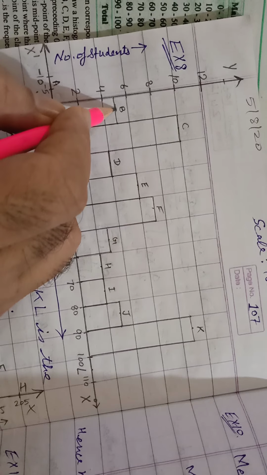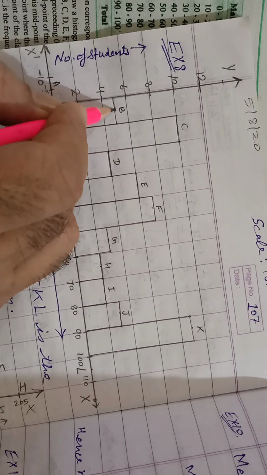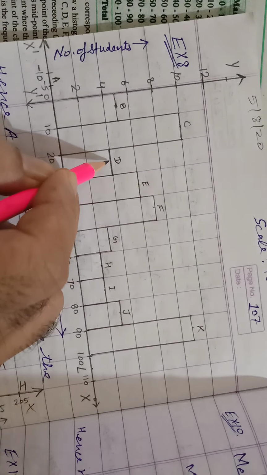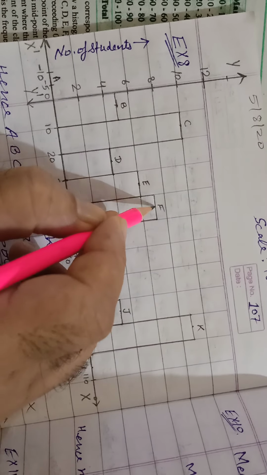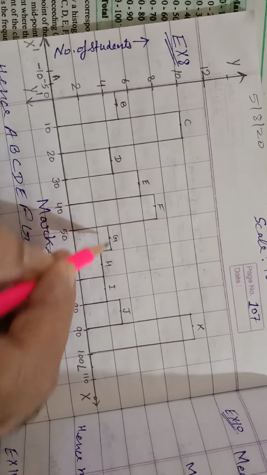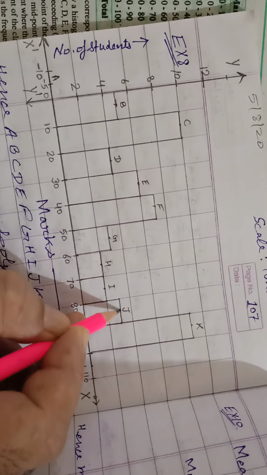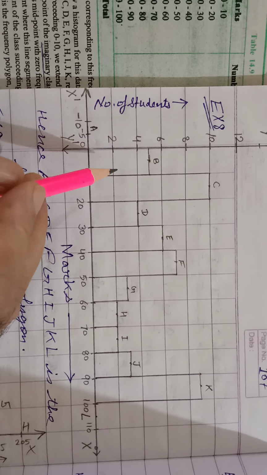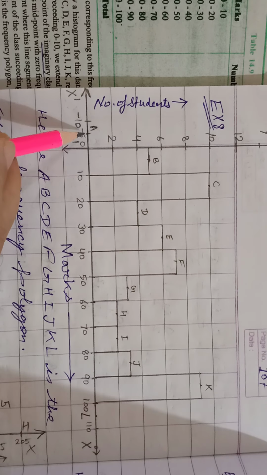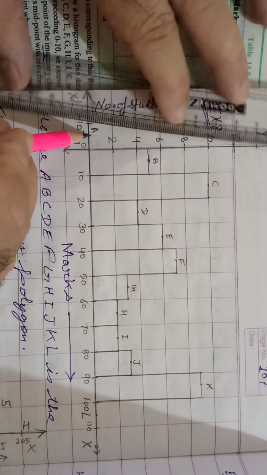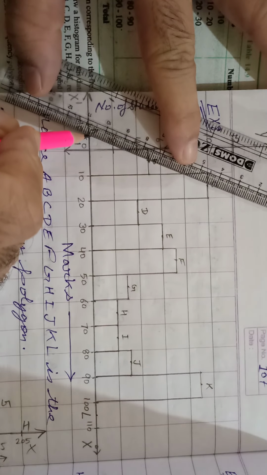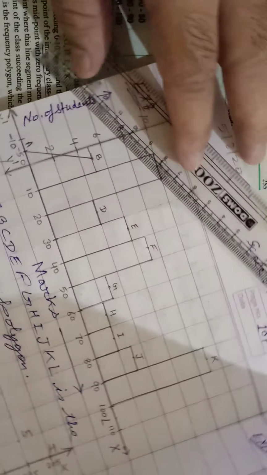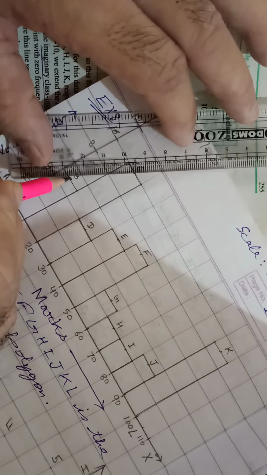But we draw a frequency polygon, so we find the class mark of each class. So we take the midpoint of each class. And next minus 5. Take minus 5. Join these midpoints, both midpoints A and B.